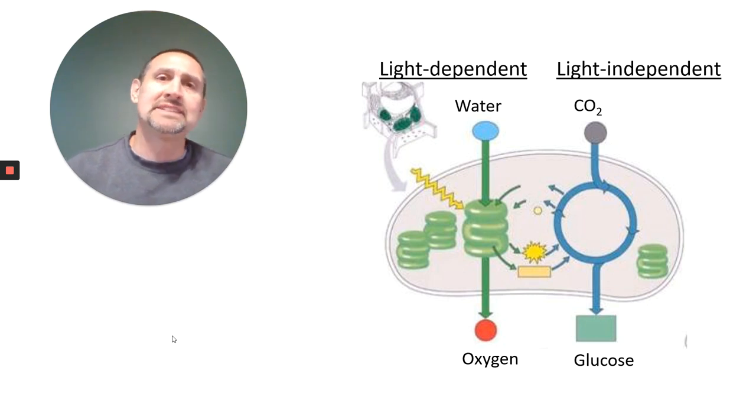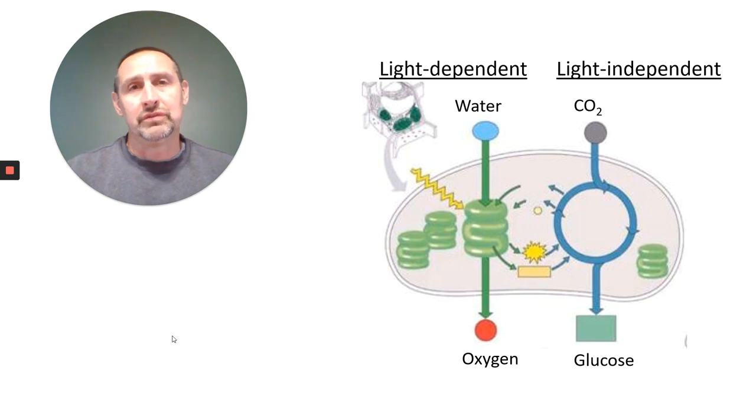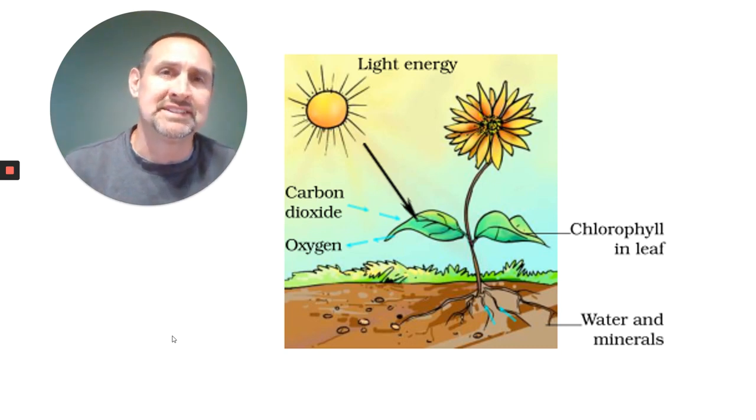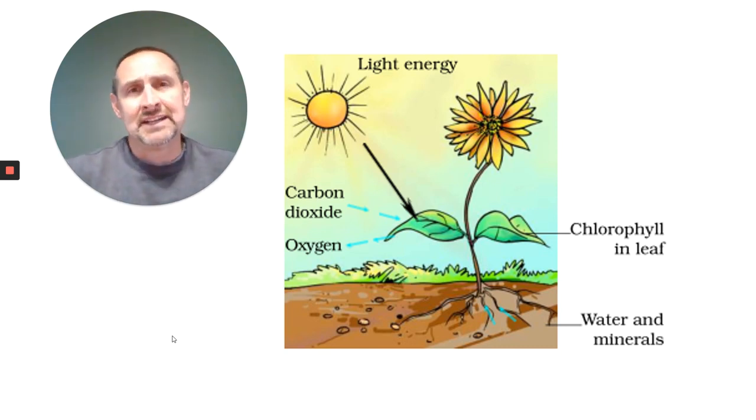So we call plants autotrophs because they make their own food. Autotroph: troph means food, auto means by itself. It can make its own food. That gives you a little idea of how photosynthesis works, but think about it for just a second.